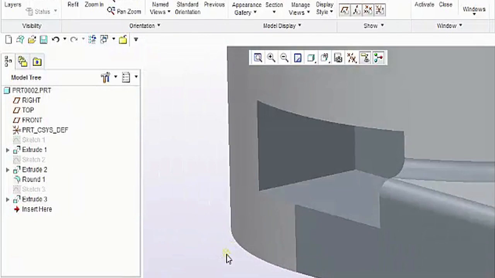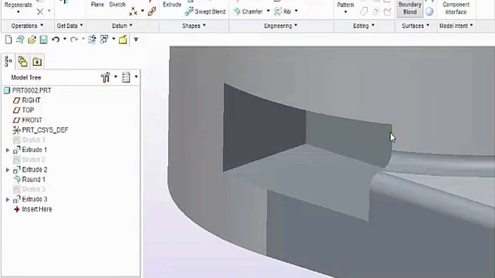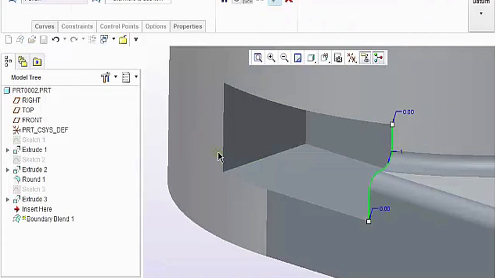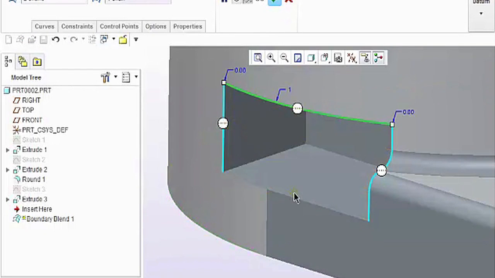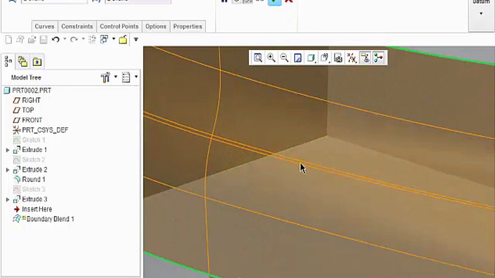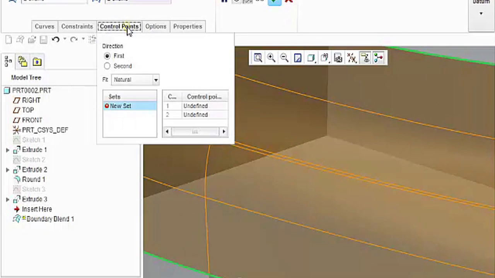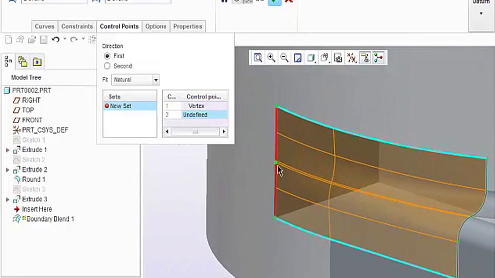Now I'm going to do the same exact thing, expecting a slightly different result. Build my boundary blend, shift, control shift, second direction, whoops, control and shift. Now look, if you have a good memory, I now only have two control vertices to connect here. Now I'm going to basically minimize it to just one.